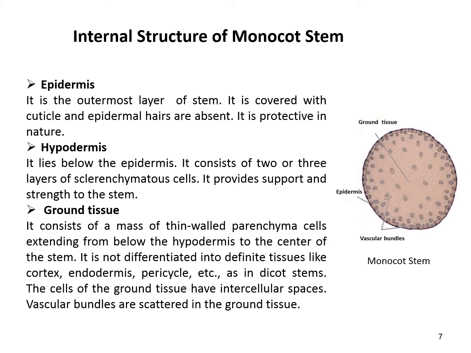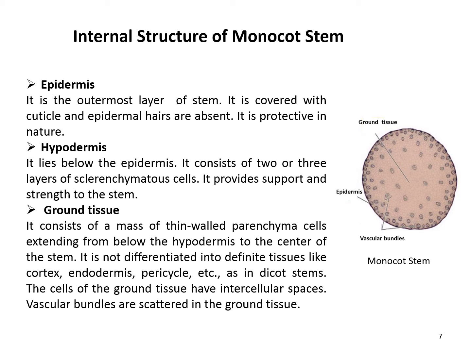Next is hypodermis. It lies below the epidermis. It consists of two or three layers of sclerenchymatous cells. It provides support and strength to the stem. Next tissue is the ground tissue. It consists of a mass of thin-walled parenchyma cells extending from below the hypodermis to the center of stem. It is not differentiated into defined tissues like cortex, endodermis, pericycle, etc.